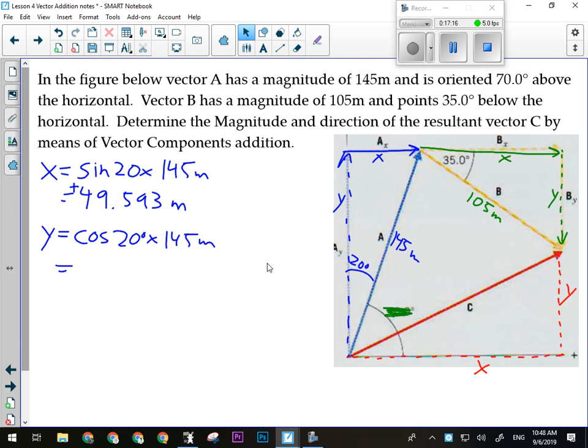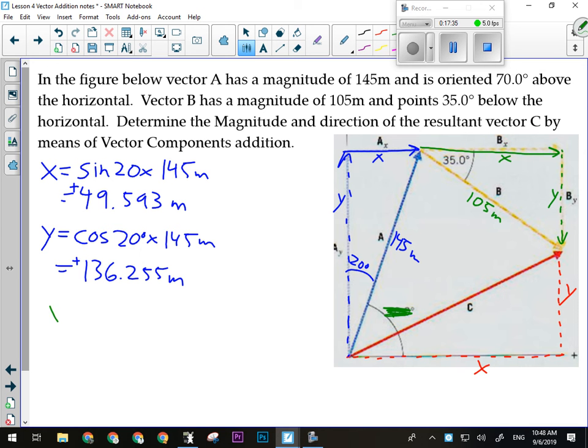136.255. Okay, so I've got those. That's also positive because it's up. Then I'll do the same thing for the yellow/green triangle over there.